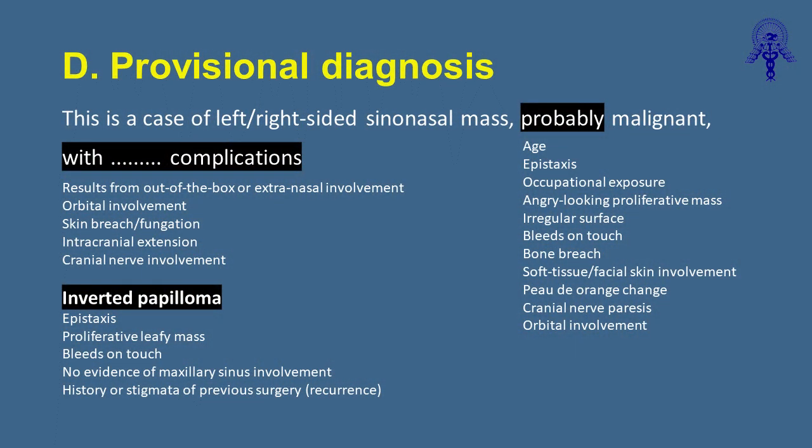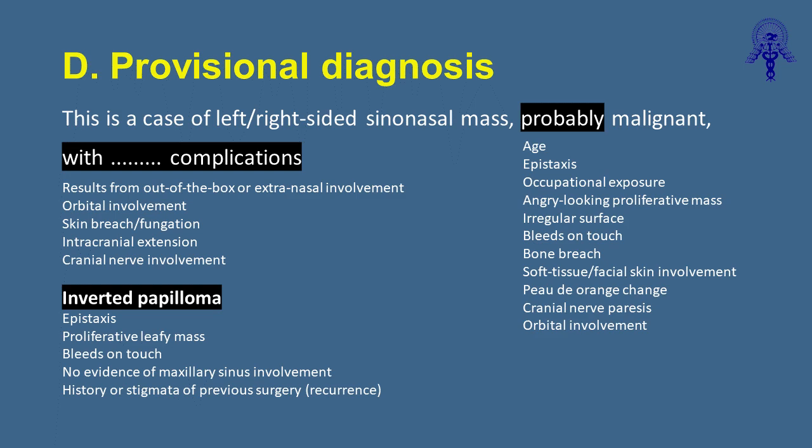এইসব করার পর ultimately we come to the provisional diagnosis. Now this is a very tricky situation for a sinonasal mass. Unlike in case of a chronic otitis media, cholesteatoma, variety, there are so many things to say. Complication আছে কি নেই, hearing status কিরকম আছে, there are many things we can add to it. But for a sinonasal mass, provisional diagnosis is apparently limited. This is a case of a left or right-sided sinonasal mass, probably malignant with so and so complication.